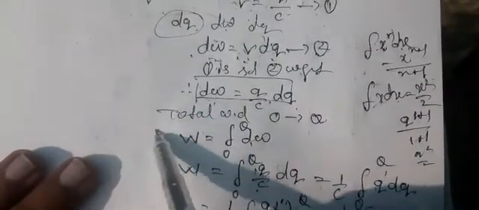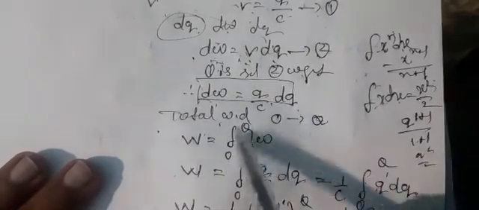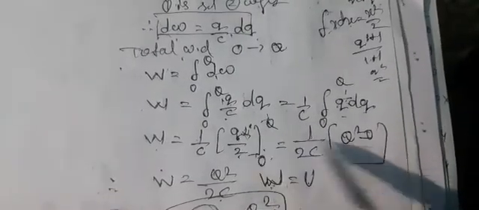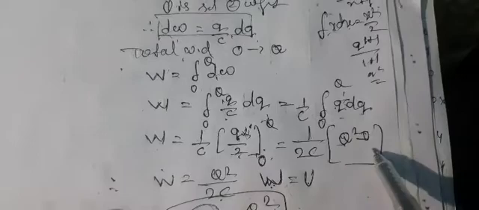The next step is the total work done in transferring a charge dq from 0 to q, using the integration symbol. Finally we integrate: the integral of q dq is q square by 2. Substitute the upper limit q square minus the lower limit 0.